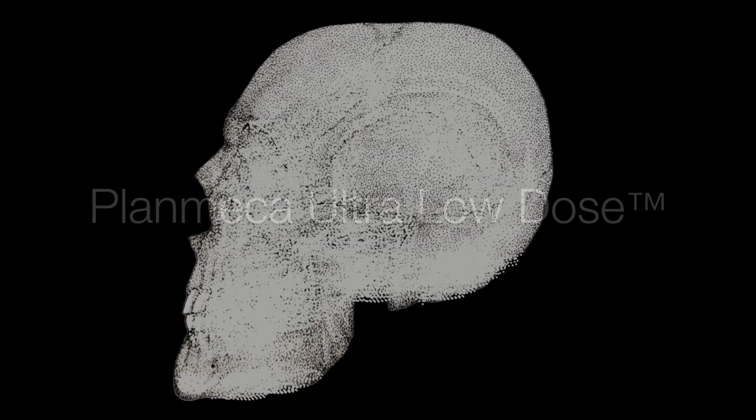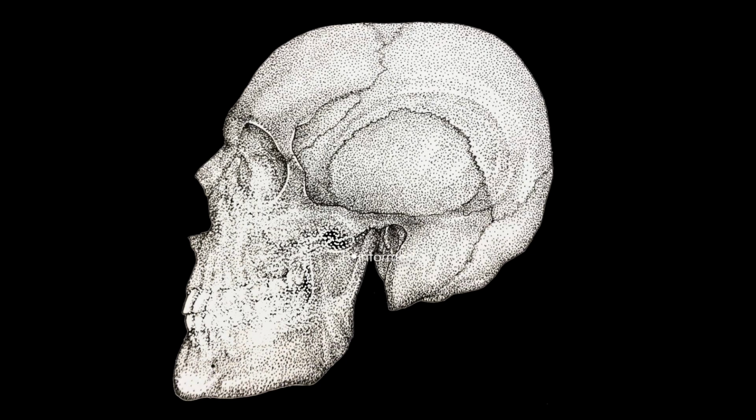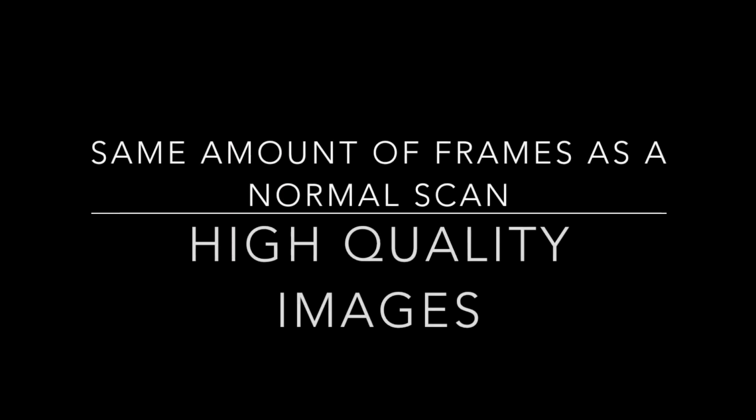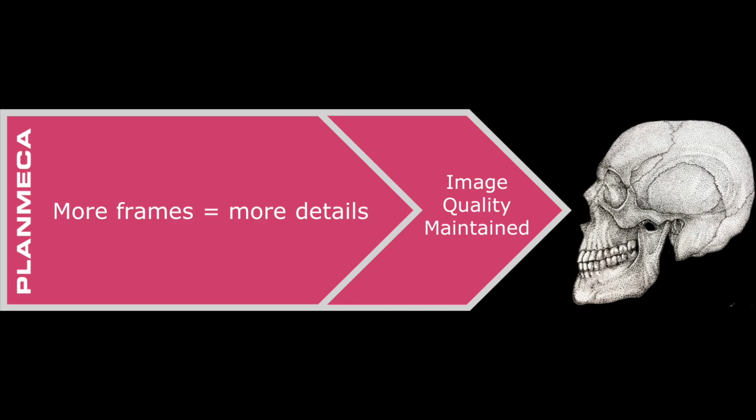But this is where Planmeca's ultra-low dose comes in. So here's how it works. When Planmeca takes its same 4-second scan, for example, it can rapid fire its tube head and still take the same 400 frames that it needs to make a high-quality 3D image. So more frames equals more details, resulting in better image quality.